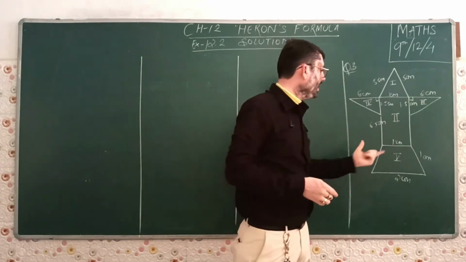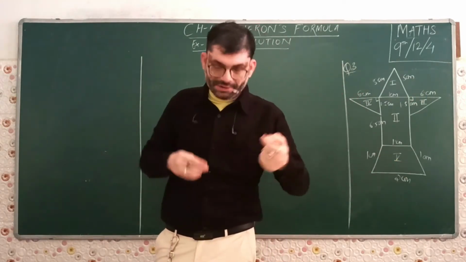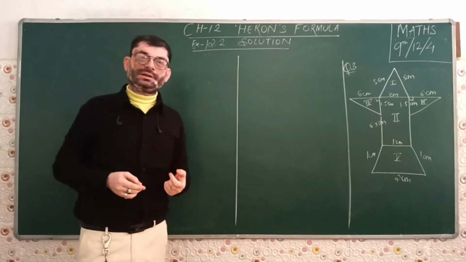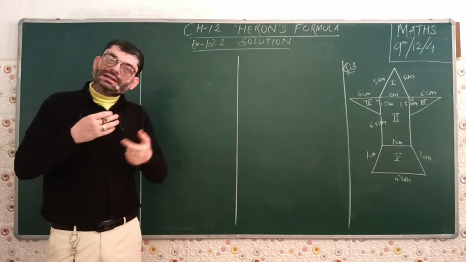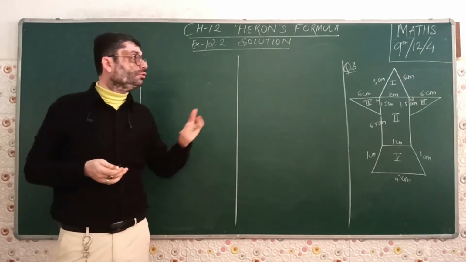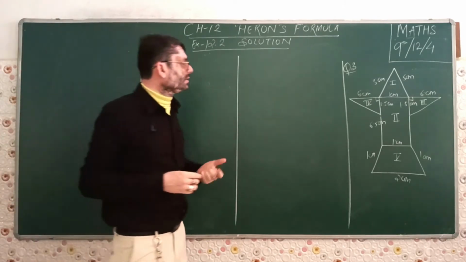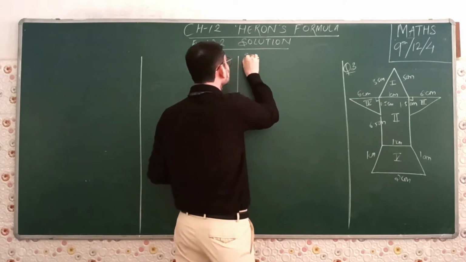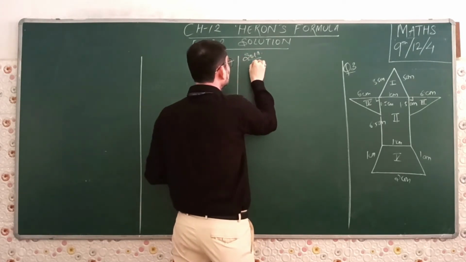Very simple. And part 5 is in the shape of a trapezium, and we know that the area of a trapezium is half into sum of the parallel sides into distance between them. So individually we will have to move for each part, and finally we will have to add up. So let us start. Let us move on individually for each part. Say we are moving for part 1.